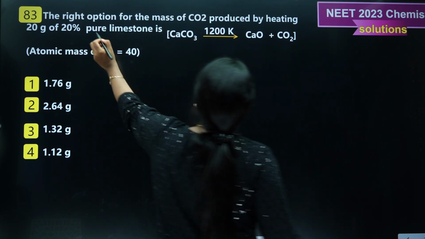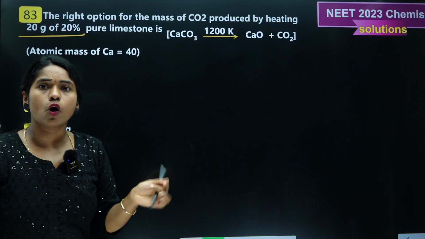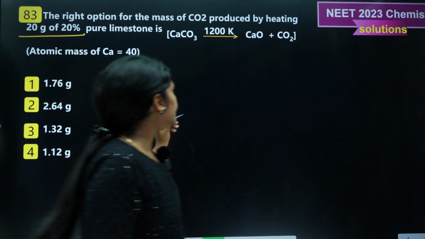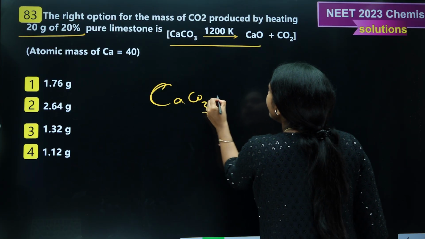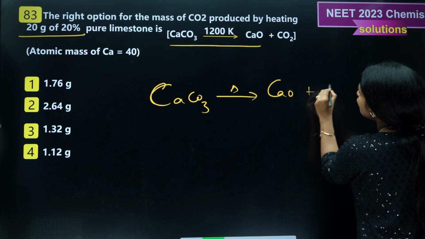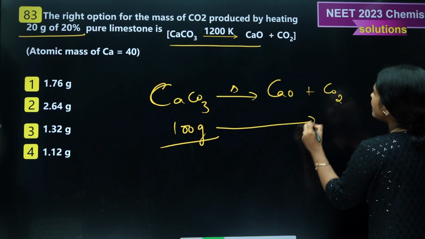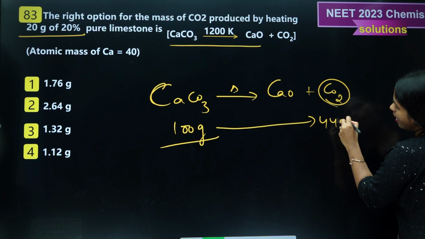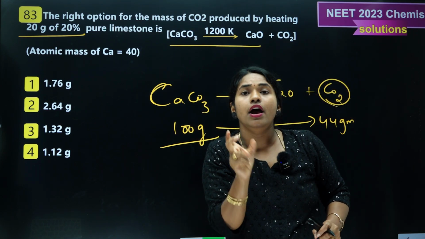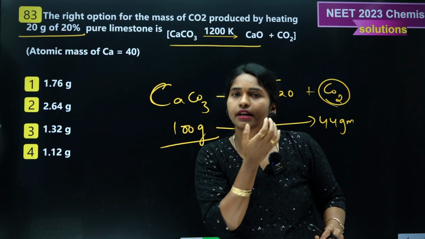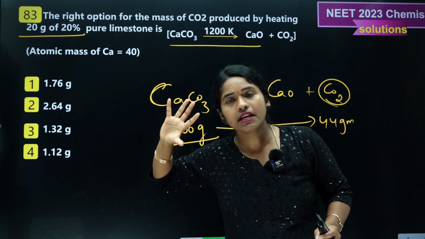Next question: the right option for the mass of CO2 produced by heating 20 grams of 20% pure limestone. See this equation: CaCO3, if you heat it, we will be getting CaO plus CO2. This is actually 100 grams of CaCO3 gives CO2 weight of 44 grams. Here 100% means 100 by 100, that will be 1 mole, weight will be 100 grams. So 100% means completely 1 mole, so we can consider 100 grams.